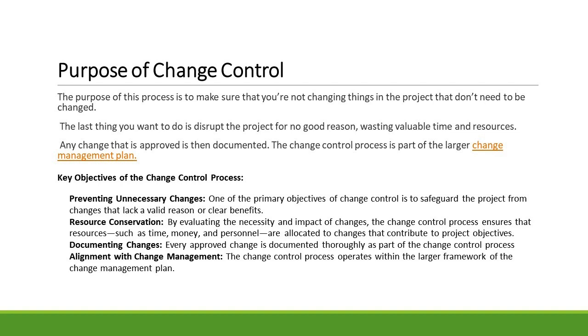3. Documenting changes. Every approved change is documented thoroughly as part of the change control process. This documentation serves as a historical record of decisions, rationale, and the evolution of the project. It provides transparency and accountability throughout the project lifecycle.